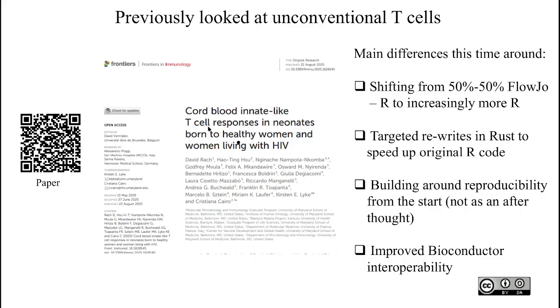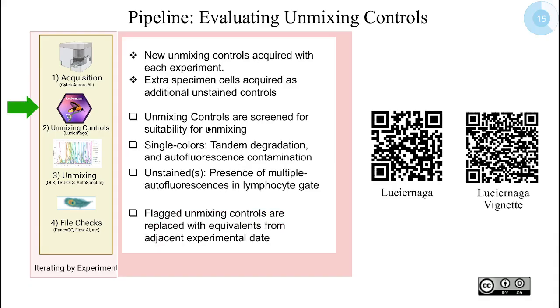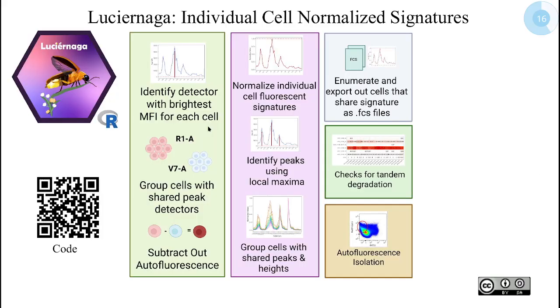In terms of our pipeline, we are acquiring samples on a 5-laser Cytek Aurora that has passed both our core as well as the manufacturer QC recommendation criteria. At that point, we are screening our mixing controls for the presence of tandem degradation as well as autofluorescence contamination. We're doing this with our R package Lucianica, which, at the level of individual cells, is grouping cells that have the same normalized fluorescence signature based on shared peaks of relatively similar heights.